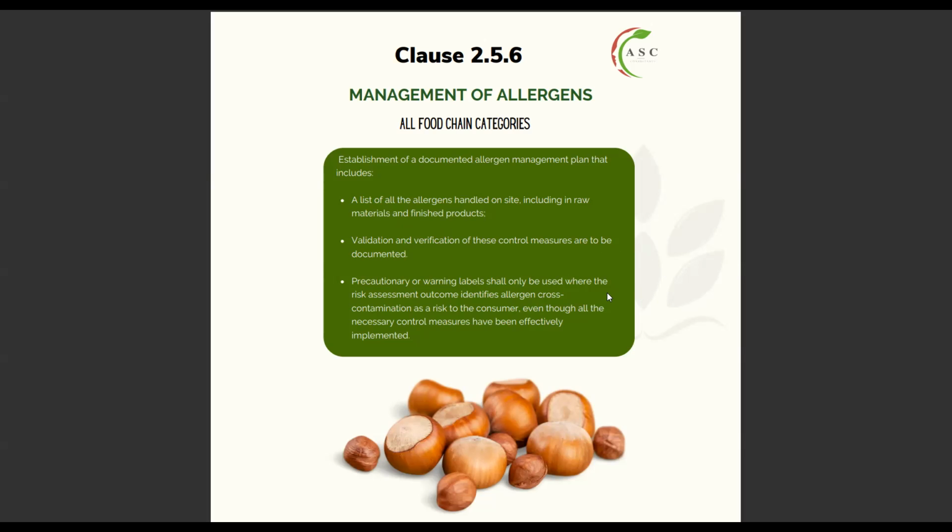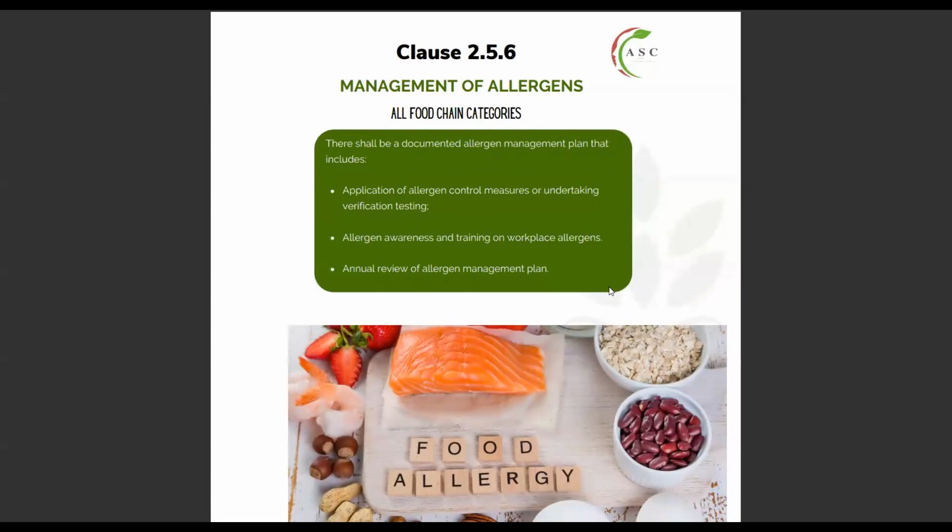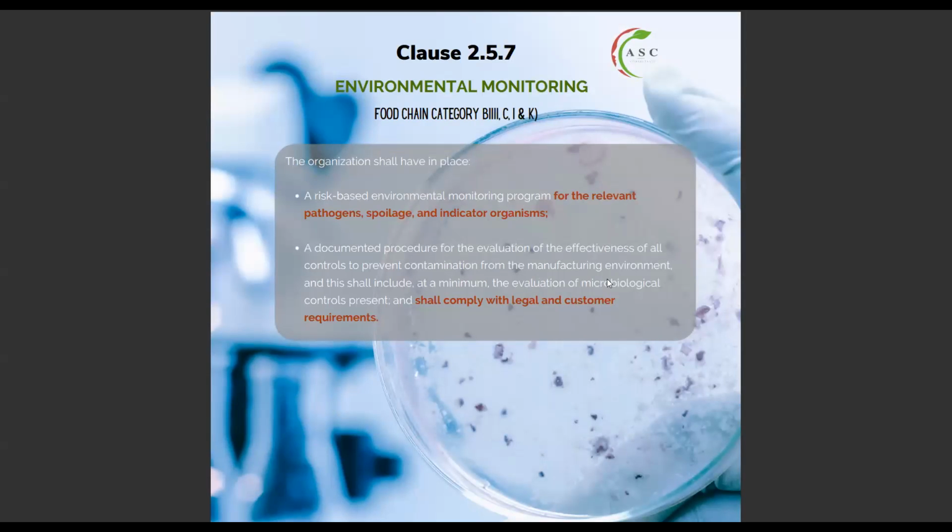So please pay attention to that. Now let's go to this category, clause 2.5.7, that looks at environmental monitoring, which is applicable for food chain categories B3, category C, I, and K.